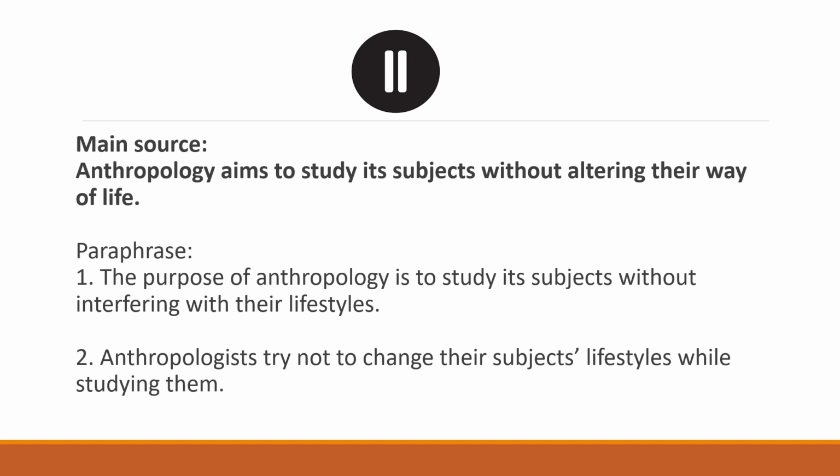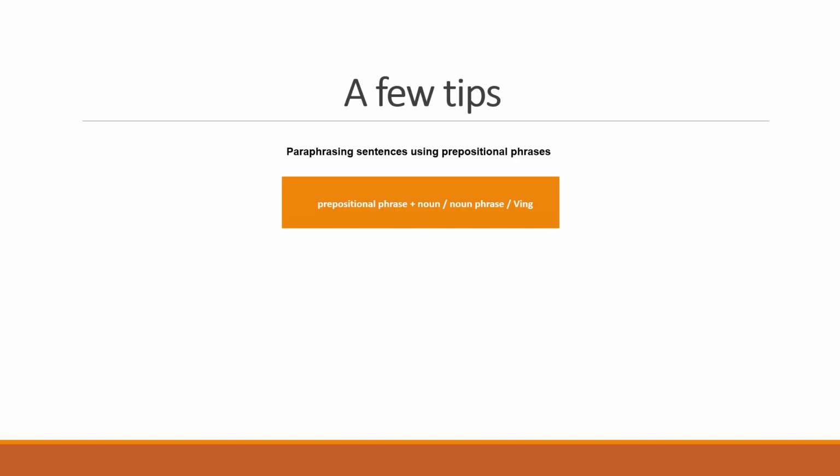It is clear that in the first paraphrased sentence, the writer used the purpose as a noun instead of the verb aim. Also, the phrase "without altering" was rewritten with the verb "without interfering with" to give a similar meaning. This was done with the verb "not to change" in the second sentence. Finally, pay attention to "their way of life" in the main source and "the lifestyles" in the paraphrased versions.